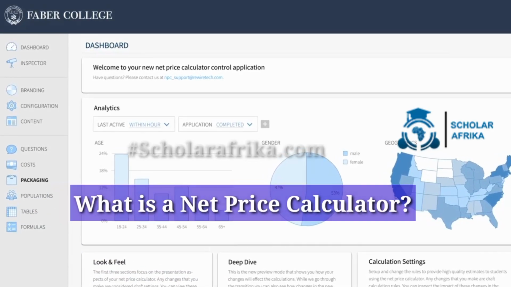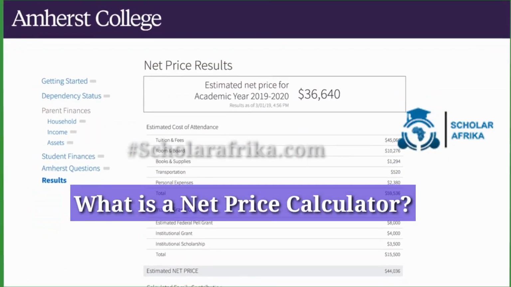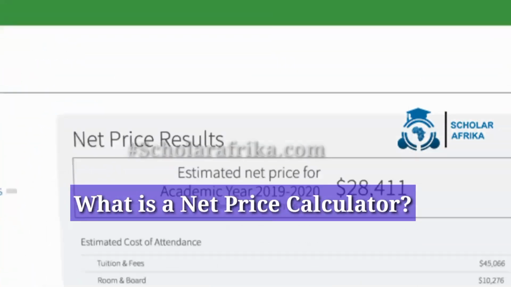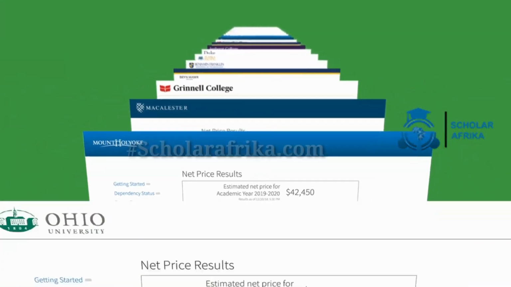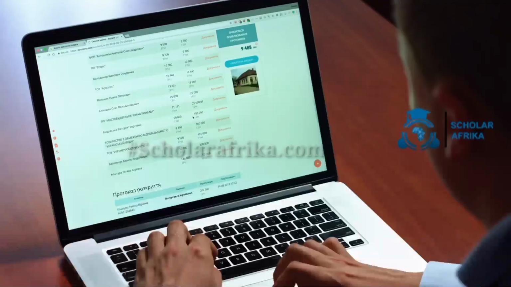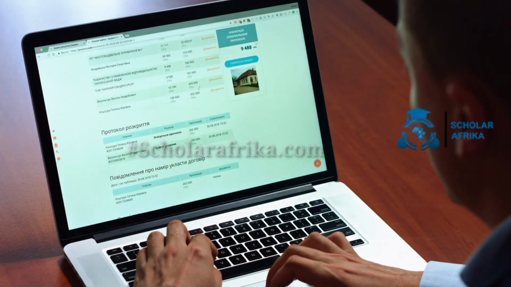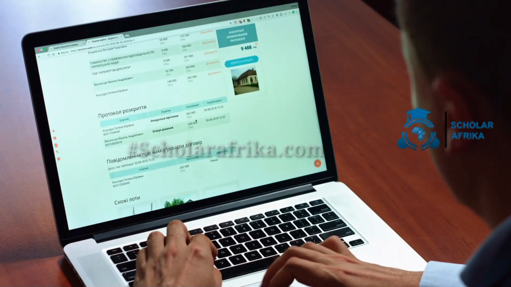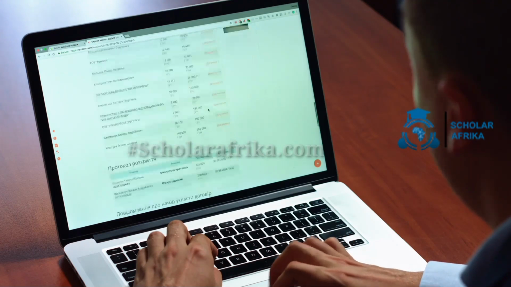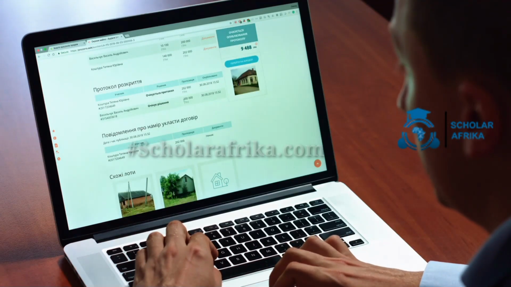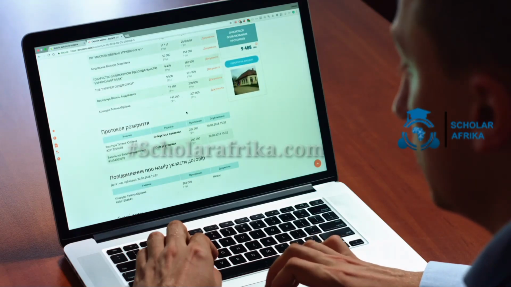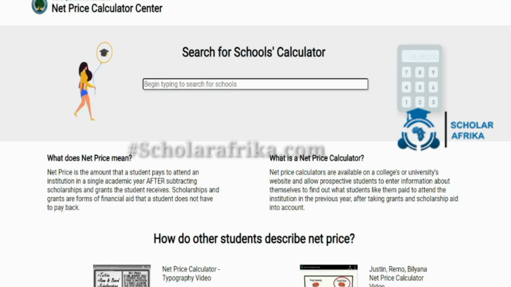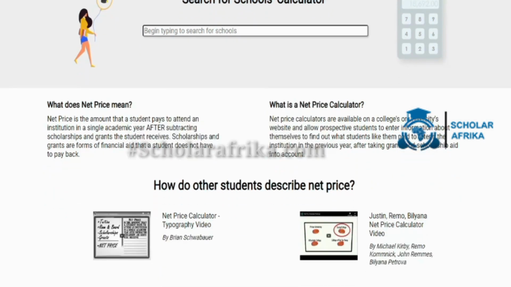What is a net price calculator? A net price calculator, NPC, is an online tool supplied by colleges and universities that estimates the net cost of attending a certain institution. Similarly, the NPC considers a variety of factors, including family income, assets, household size, and other financial considerations. Likewise, the net cost is the overall cost of attending the university, tuition, fees, room and board, books, etc., minus any potential financial assistance or scholarships.